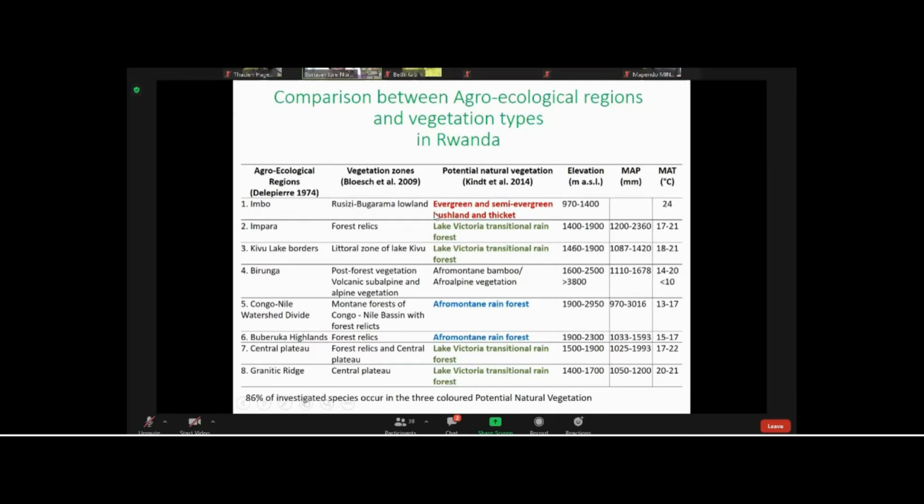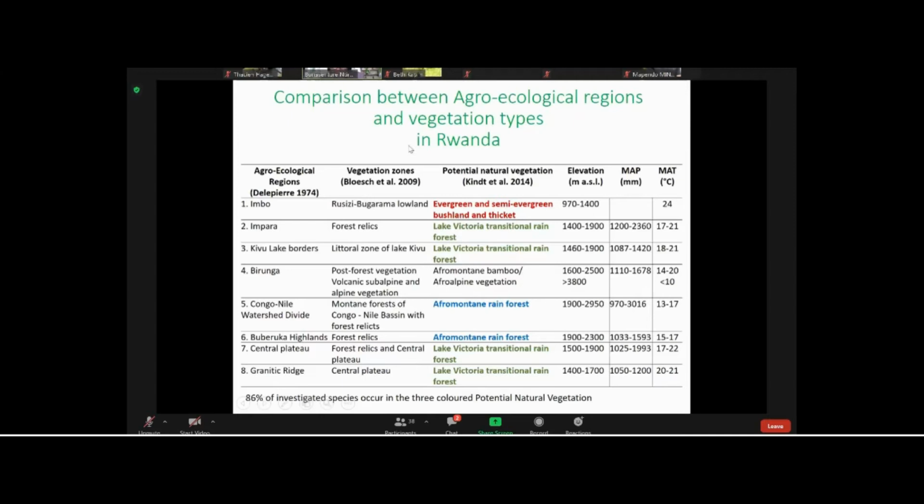includes two regions, which are Suizi and Bugarama lowland, while in the potential vegetation from King, it's called the evergreen and semi-evergreen bushland and thicket. And so each species belongs to one among these because of elevation, mainly precipitation, and mainly temperature. Depending on the requirement of each species, they were classified according to these vegetation types. And so among the 81 species, some species can be situated in Imbo or another ecological zone. And so all species, if you wanted to see, can fit there.